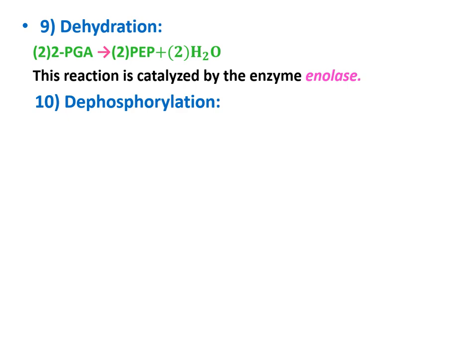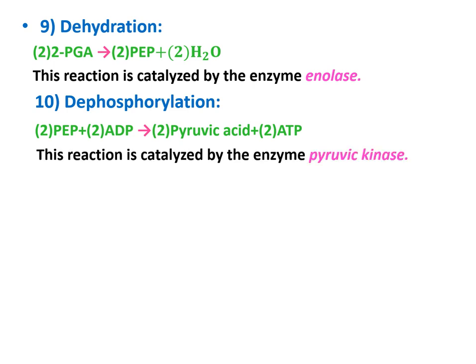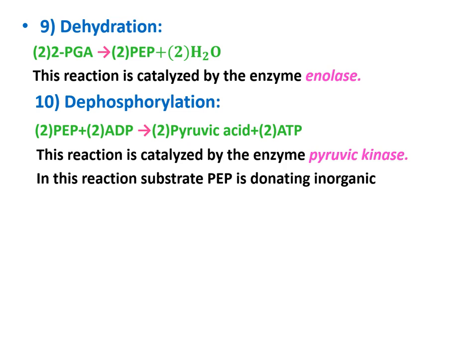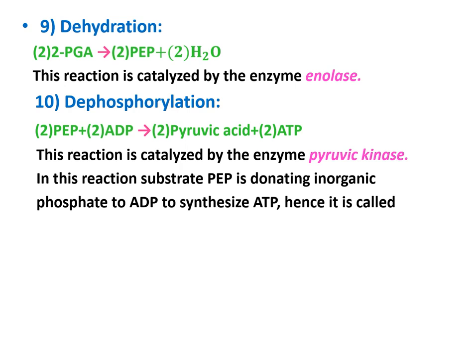Tenth step, dephosphorylation. Phosphoenol pyruvic acid releases inorganic phosphate. Then it forms pyruvic acid. Inorganic phosphate is accepted by ADP to form ATP. This reaction is catalyzed by the enzyme pyruvic kinase. In this reaction, substrate PEP donates inorganic phosphate to ADP to synthesize ATP. Hence, this is called substrate level phosphorylation.